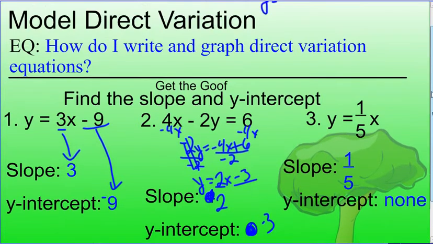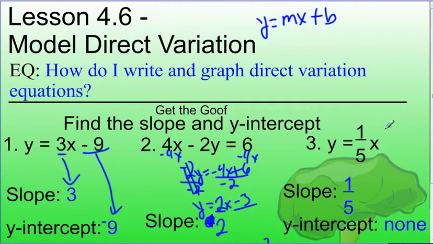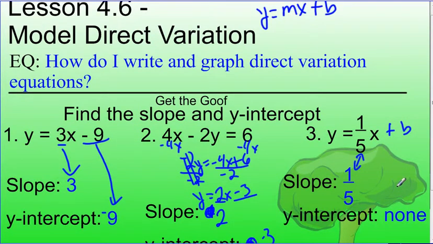Number 3. Well, this actually does kind of look like this. We're just missing a piece. We're just missing the intercept. So this is the slope. That's correct. But as far as the intercept, none? Not really. I mean, we could always make this a plus 0, and this is still true. 1/5 x plus 0 is still 1/5 x. And so the intercept is not none. It's actually 0. This third example is a good example of what we're actually doing today in this lesson.